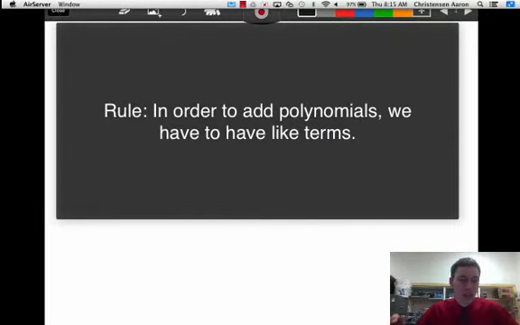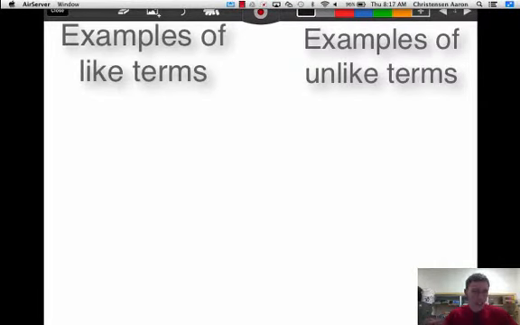Today we're just going to be adding polynomials together. Now there's one specific rule when adding polynomials, and that is, in order to add polynomials, we have to have like terms. So then the next question might be, what exactly is a like term? So what are some examples of like terms?